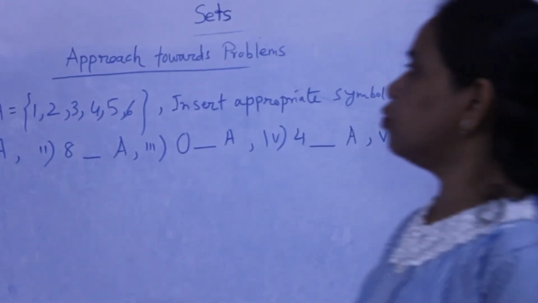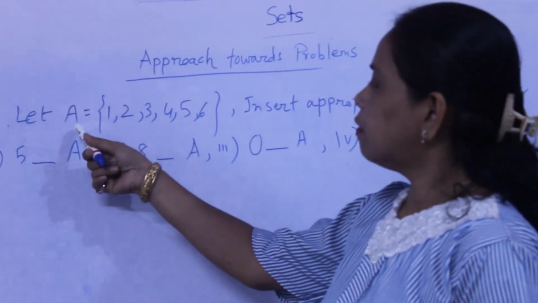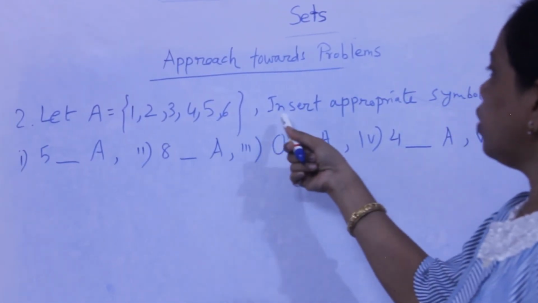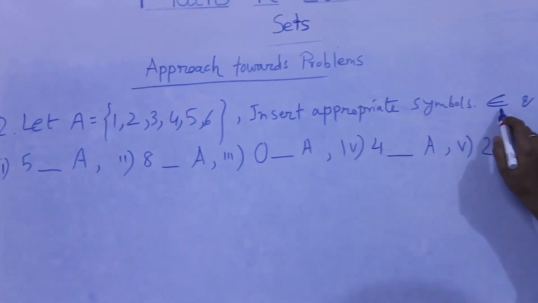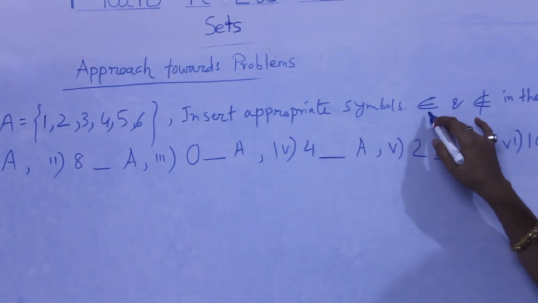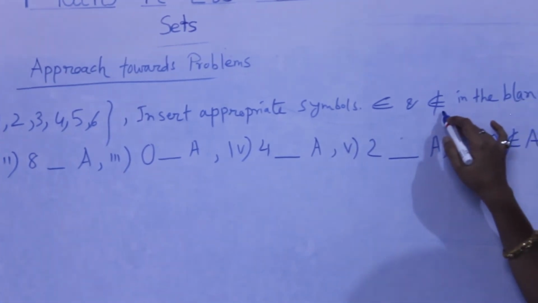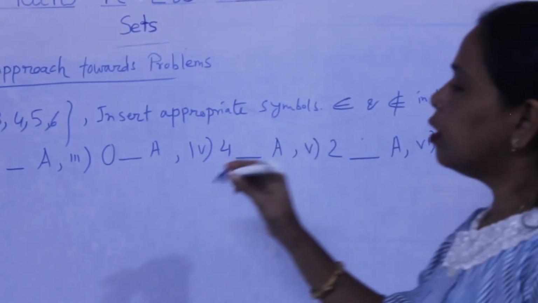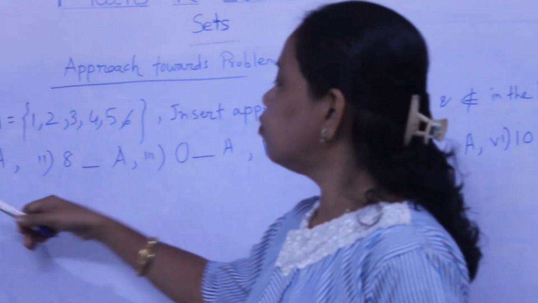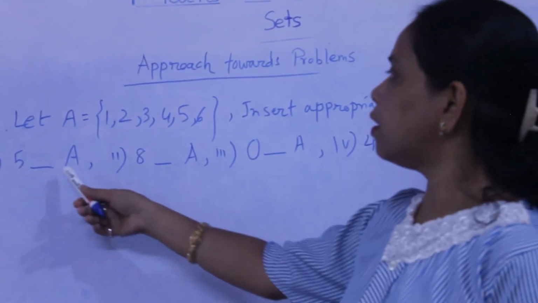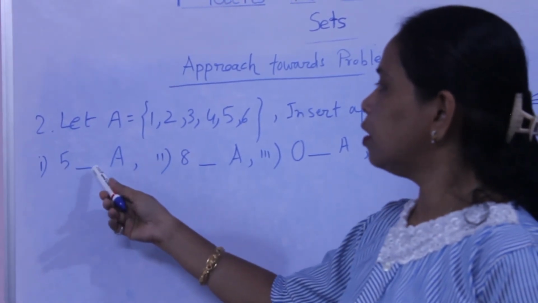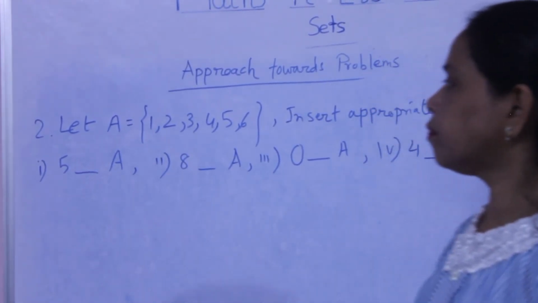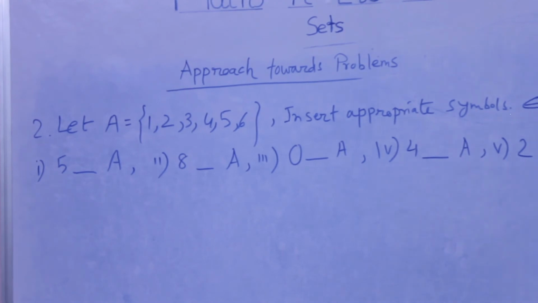Now question number 2. Here set A is given like this. We have to find out this sign. You know this sign already. This sign is for belongs to. This is for not belongs to. So some elements are given here. We have to put the sign here. Does this element belong to this set or not? Okay, this is a very easy question.